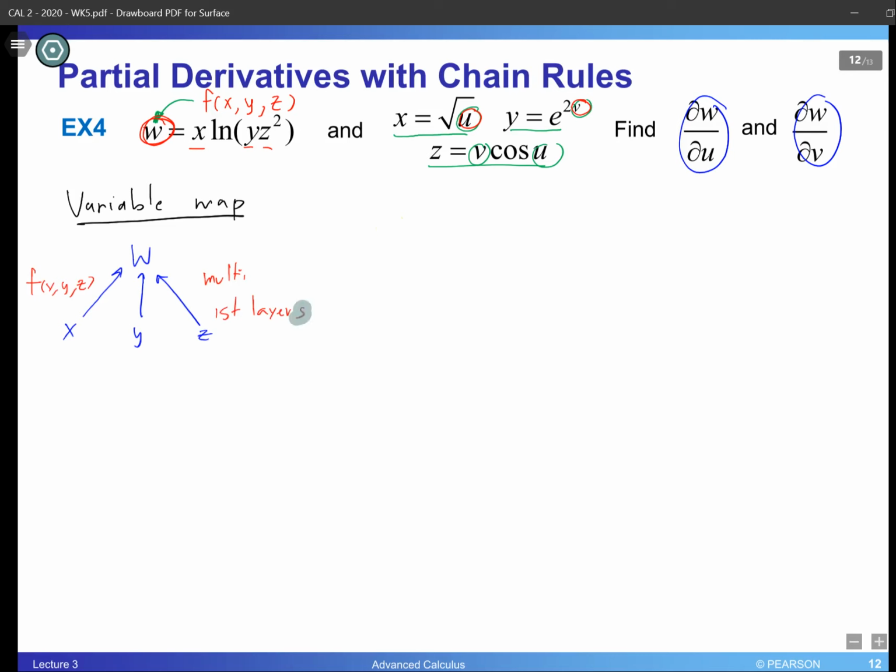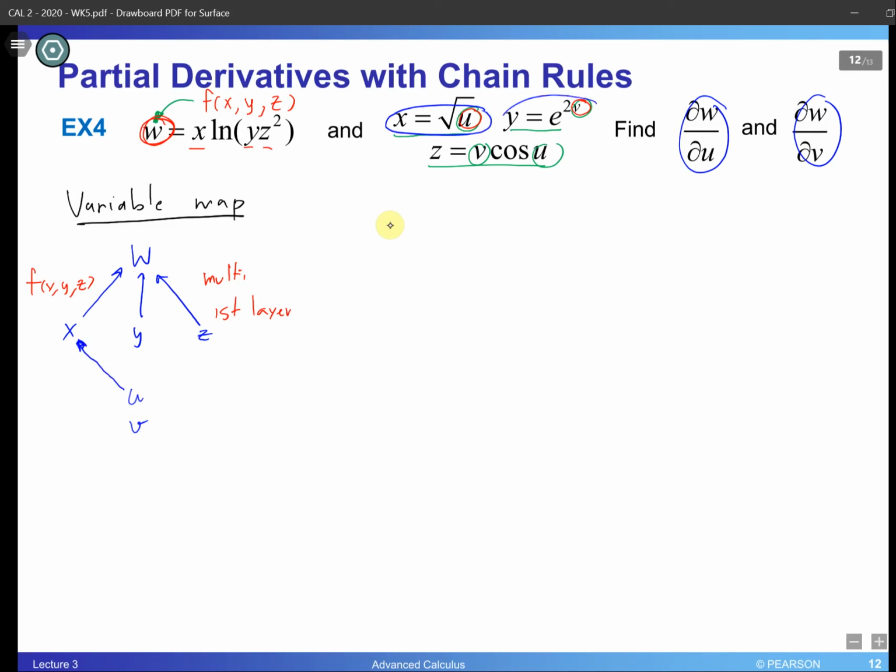Now let's take a look at the next set of variables. We have u and v. So we are going to put u and v like this right here. Let's find out about this x first. X has 1 input, so it's going to be just u. So u is the input to this x, but not v. Just u.